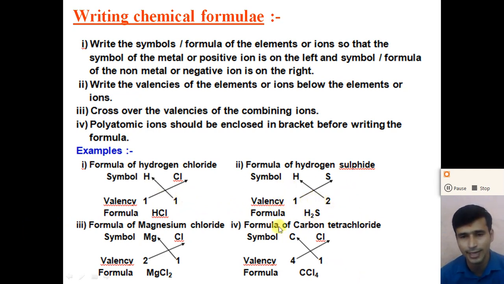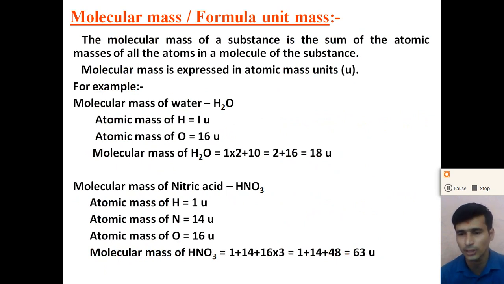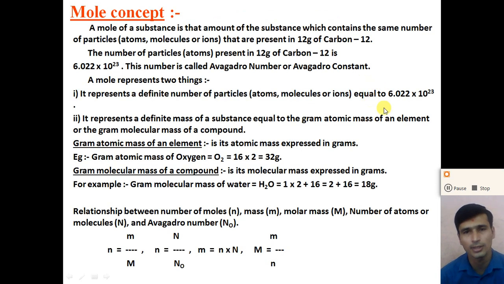These are all the 10 compounds: hydrogen chloride, hydrogen sulfide, magnesium chloride, carbon tetrachloride, calcium oxide, aluminum oxide, sodium nitrate, calcium hydroxide, sodium carbonate, ammonium sulfate. So you must calculate the molecular mass of all the compounds which we discussed in the previous topic, right? You can try yourself. Now you understand how we can calculate the molecular mass. Now we will go ahead to the next point, the mole concept, right?